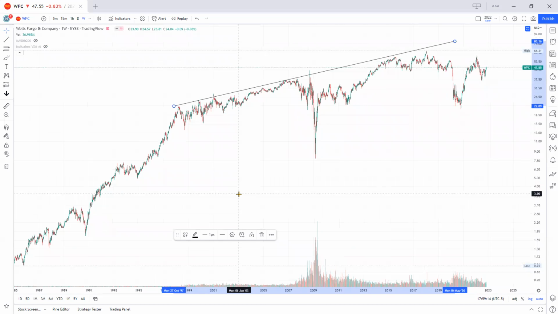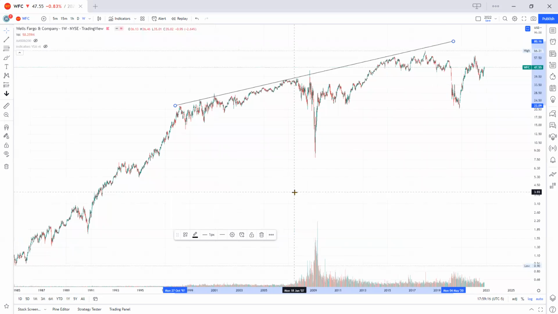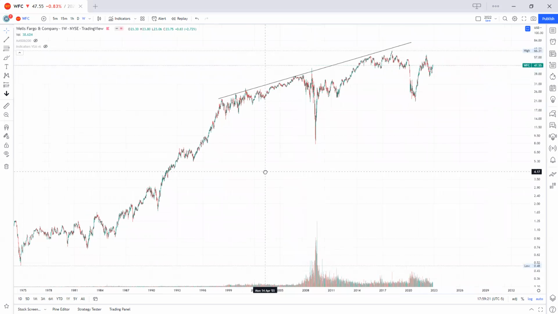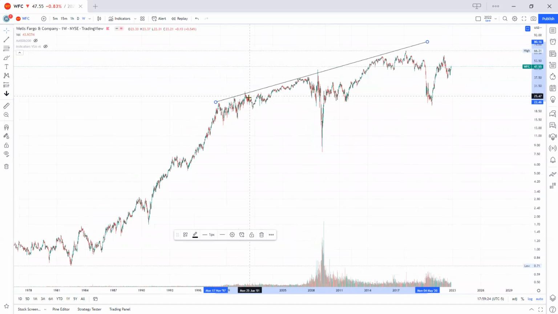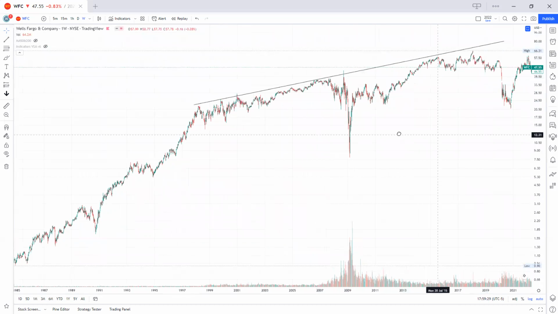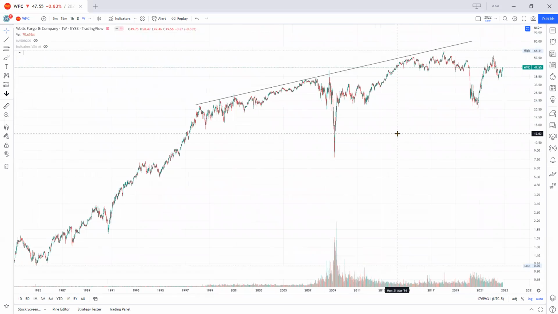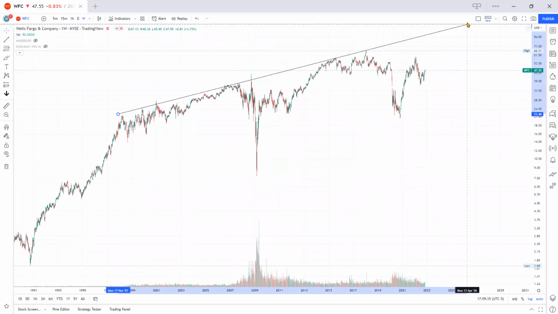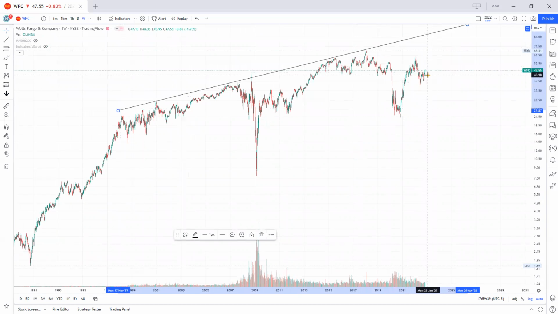If you press Control and use your scroll mouse, you can zoom in and out. Okay, let's see here. So yeah, that's rough. Doesn't have to be perfect. Notice that it does go through some candles. It's okay, it's just a rough picture. So this gives me an idea that perhaps this is an upper bound here. Price is over here right now.